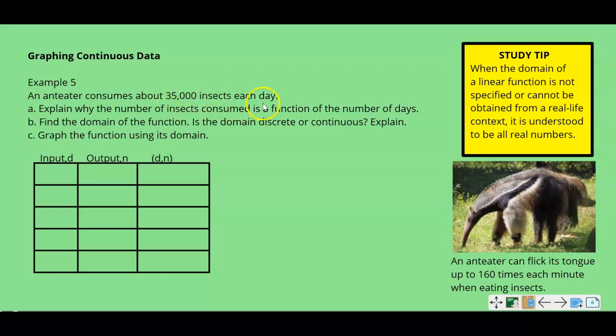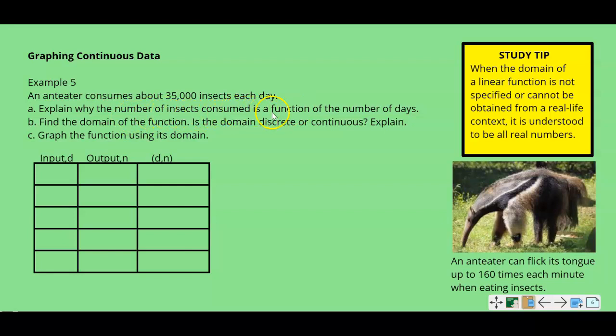35,000 insects a day. All right, explain why the number of insects consumed is a function of the number of days. Find the domain of the function. Is the domain discrete or continuous? And explain. And then graph the function using its domain. All right, so the first thing we need to do is create a table. So I went ahead, we've got our input. Instead of x's and y's, we're using d for the number of days.